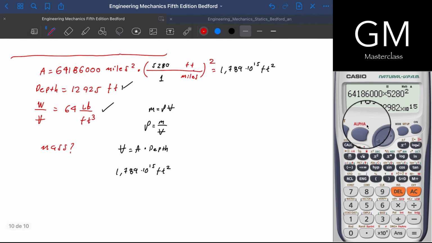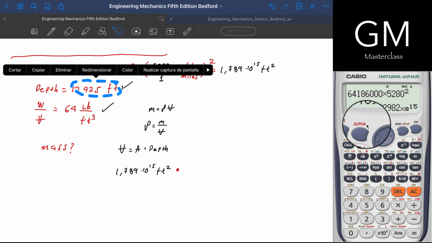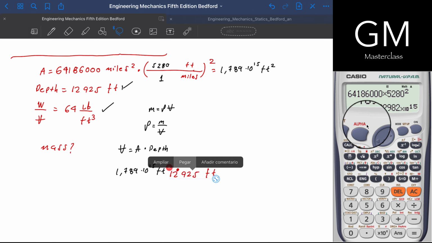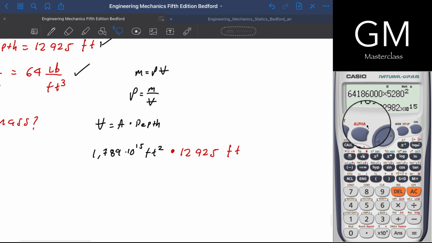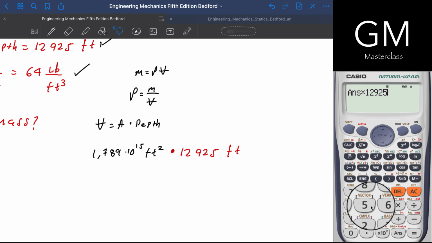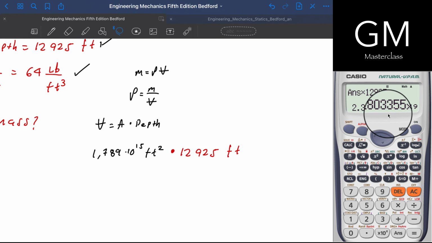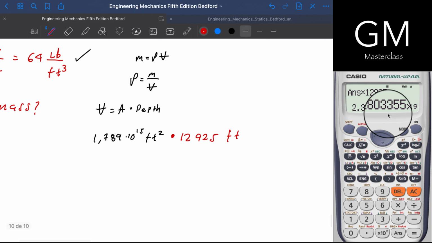Multiply it by this one. Copy and paste right here. So the answer is 12, 9, 25, 2.31, 2 times 10 to the 19 power.